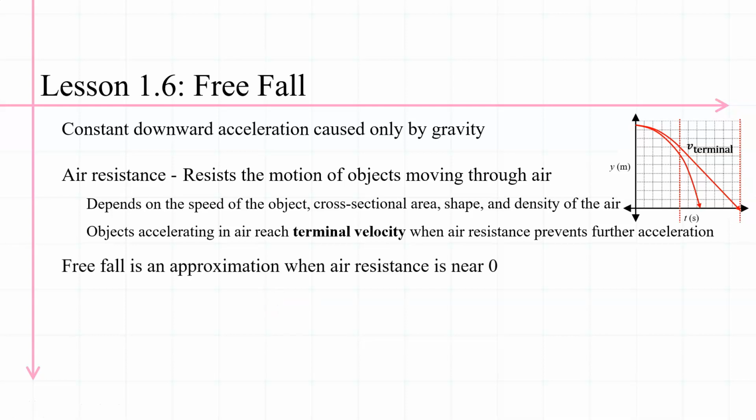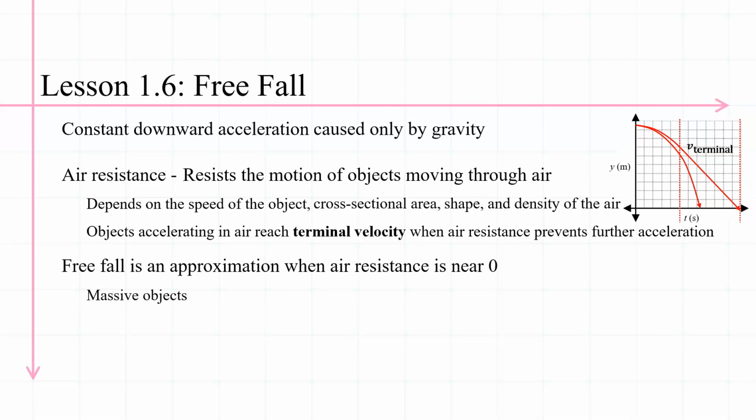So as objects fall through the Earth's atmosphere, no matter what, they're going to encounter air particles and there's going to be some air resistance. However, free fall for us is going to be an approximation. And we're going to assume that in problems that don't mention air resistance as an important factor, the air resistance must be near zero. So that means that the object is going to essentially be falling freely, and its acceleration toward the ground is going to essentially be entirely because of gravity without any air resistance impacting it.